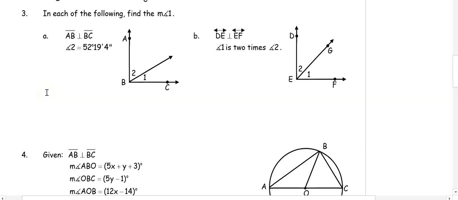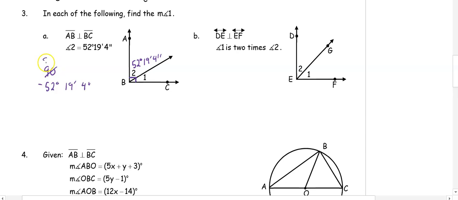In number 3, we want to find the measure of angle 1. So in our first problem, we know that AB is perpendicular to BC, so that creates a right angle. Angle 2 is 52 degrees, 19 minutes, and 4 seconds. So to find angle 1, we know that together the angles are 90 degrees. So we would have 90 minus 52 degrees, 19 minutes, and 4 seconds.